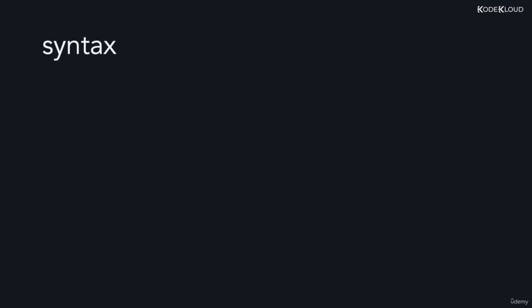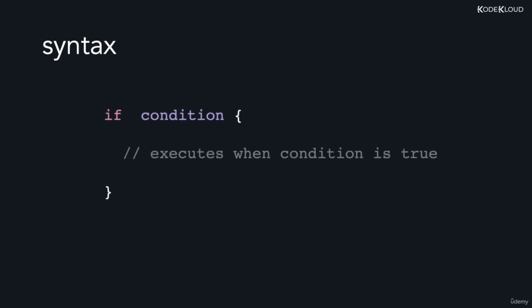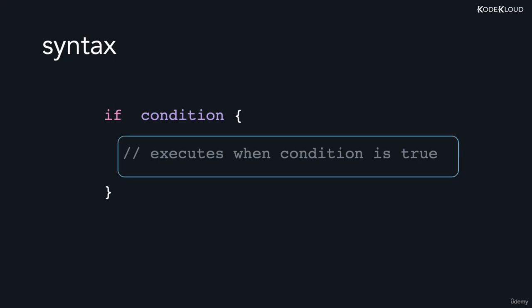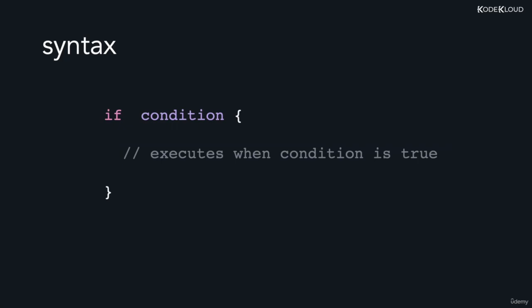Let us start by learning about the if statement. So how does if work? The if statement is provided with a condition. The if statement evaluates this condition, and if this condition is true, statements inside the body of if are executed. If the condition is false, the statements inside the body of if are not executed. Note, the parentheses around the condition are optional.